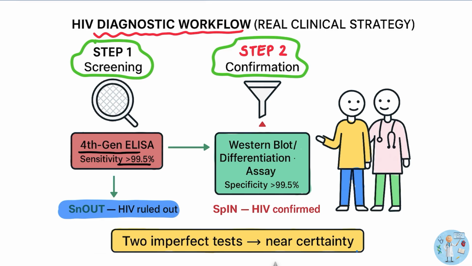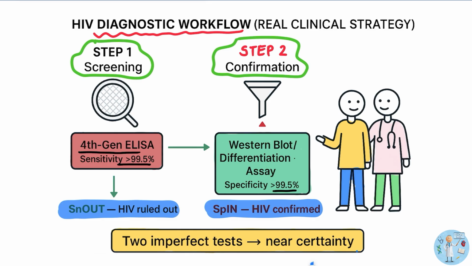This is a different kind of test, like a Western blot or a differentiation assay, that is optimized for specificity, also over 99.5%. Its only job is to check the result of the first test, to weed out the false positives. Imagine the wait for the patient. But if that highly specific, high-bar test also comes back positive, then you use SPIN. Specificity rules in. The diagnosis is confirmed. The probability of two totally different, highly accurate tests both being wrong in the exact same way is almost 0.